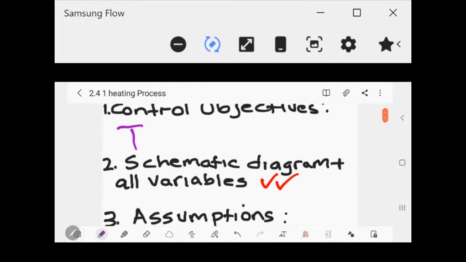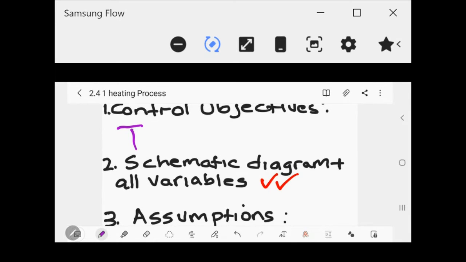Assumptions. What are the assumptions that we can make with the diagram in view? Perfect mixing is the first one. Yes. Any other? I'm expecting like four of them. Yes, definitely, because the volume is constant. Okay, Alex, the temperature is not constant because remember there is a heating element, so the temperature will vary.